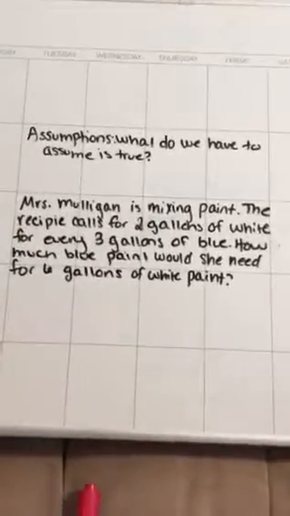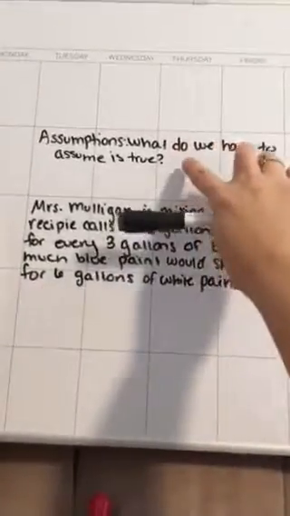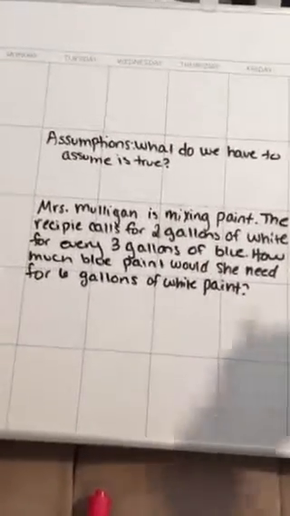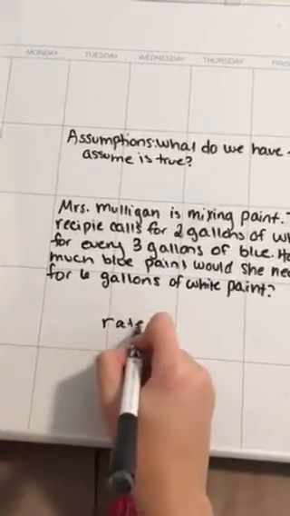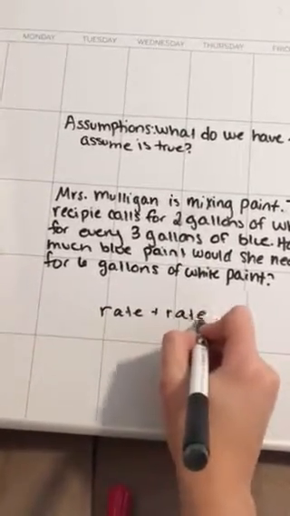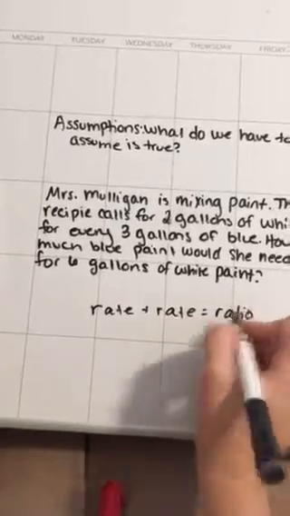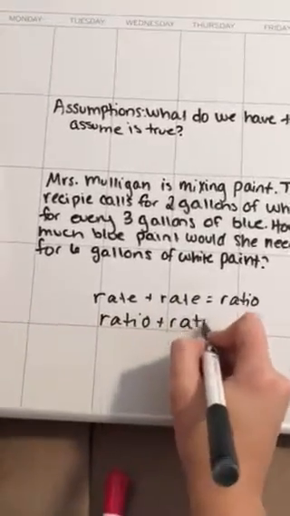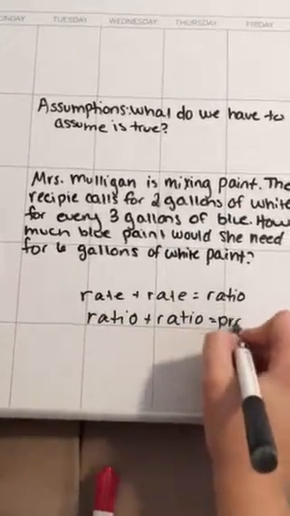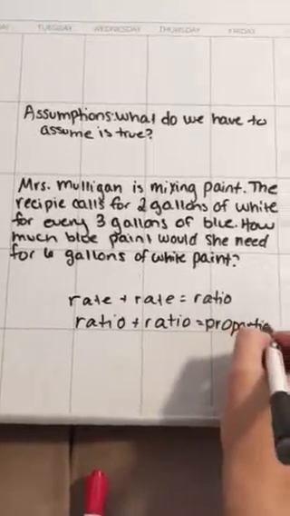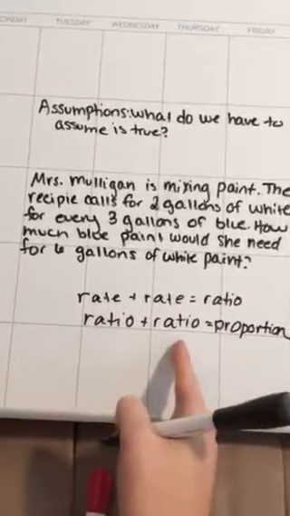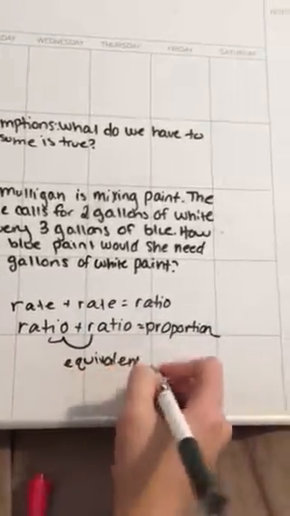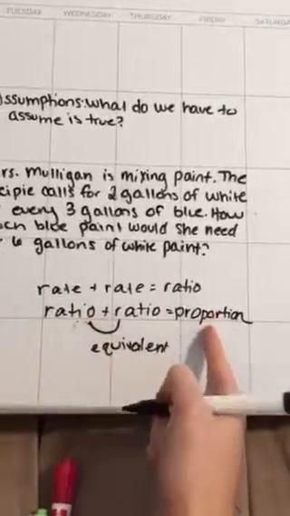Okay, so today we're going to talk about assumptions. An assumption is what do we have to assume to be true in order for us to have a proportion problem. So the big idea is that a rate plus a rate is equal to a ratio. And a ratio plus a ratio that are equivalent is equal to a proportion. And if we have two equivalent ratios, so once again, these have to be equivalent, then we're going to have that proportion.